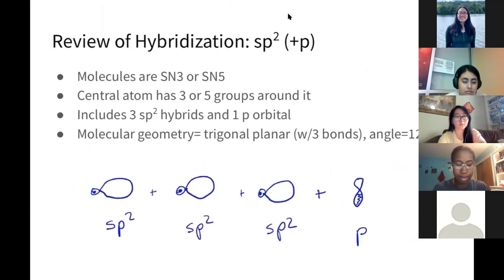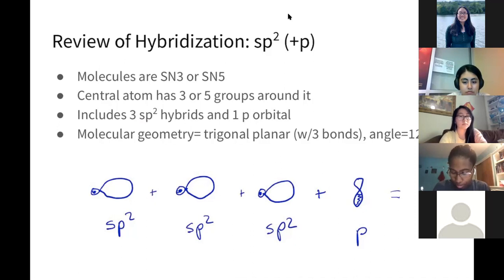The next hybridization scheme to review is sp2 plus p, or in orgo speak, just sp2. Now, molecules that have sp2 hybridization have a steric number of 3 or 5, meaning that the central atom has 3 or 5 groups around it. And to make sp2 hybridization, you're going to have 3 different sp2 hybrids, and you're also going to have a single p orbital. And those are going to be organized like this.